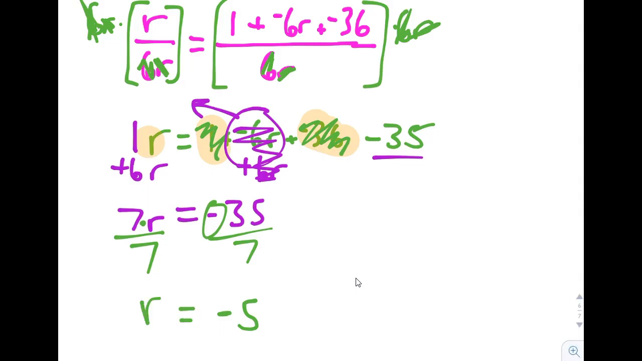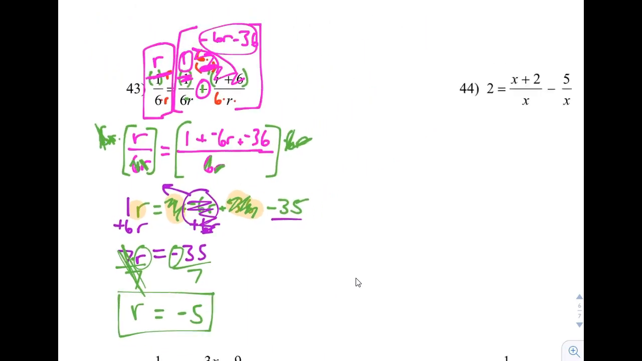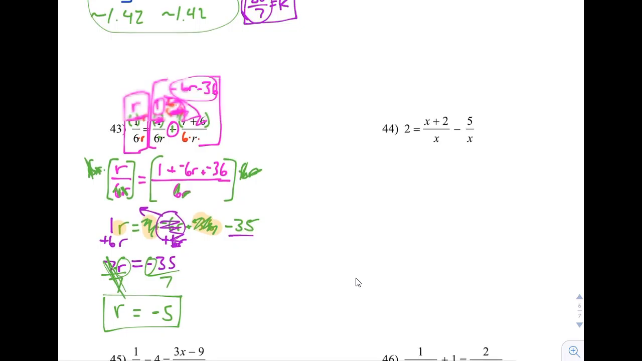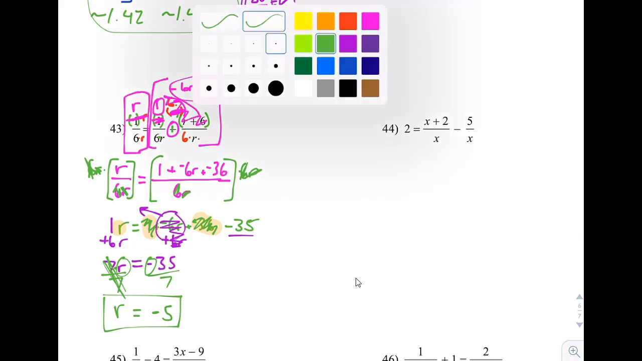So -5. Over here we have just r after the 7's cancel each other out to 1. So r equals -5. That smells like an answer if I've ever seen one. And now, good luck trying to figure out what the original problem was after all that writing. But we are going to plug it back in to make sure that we did it right.